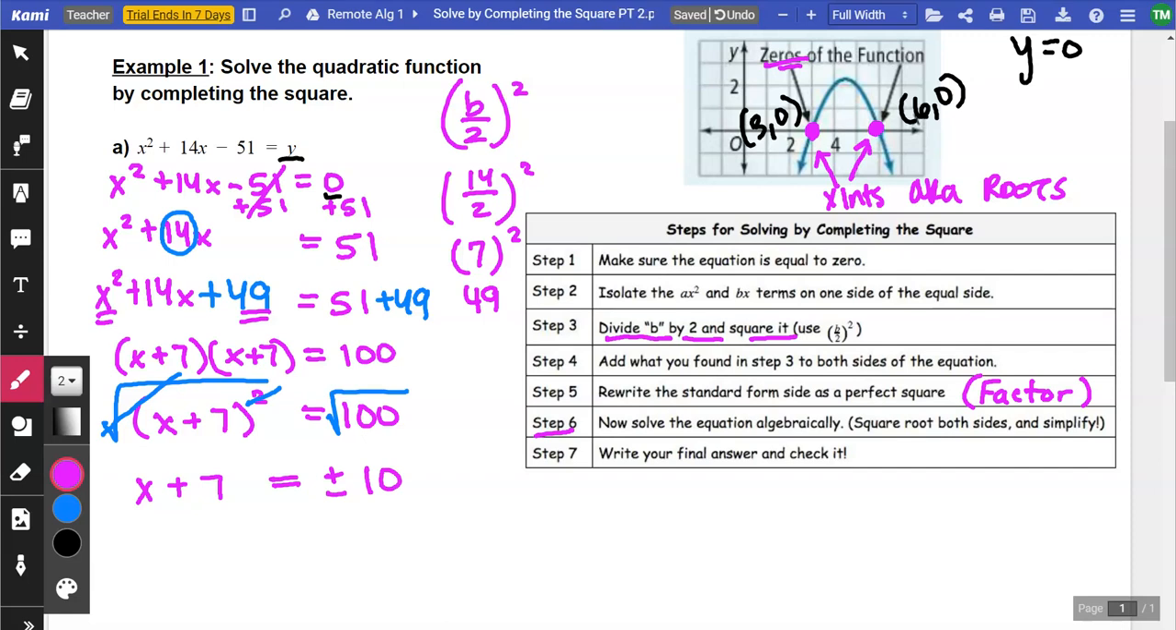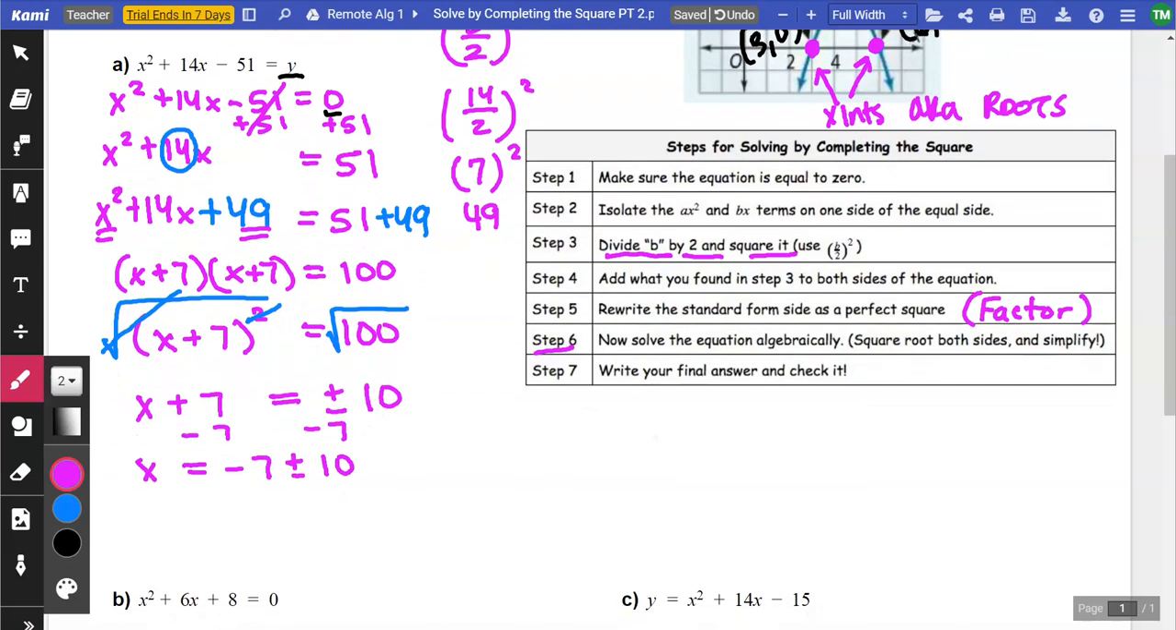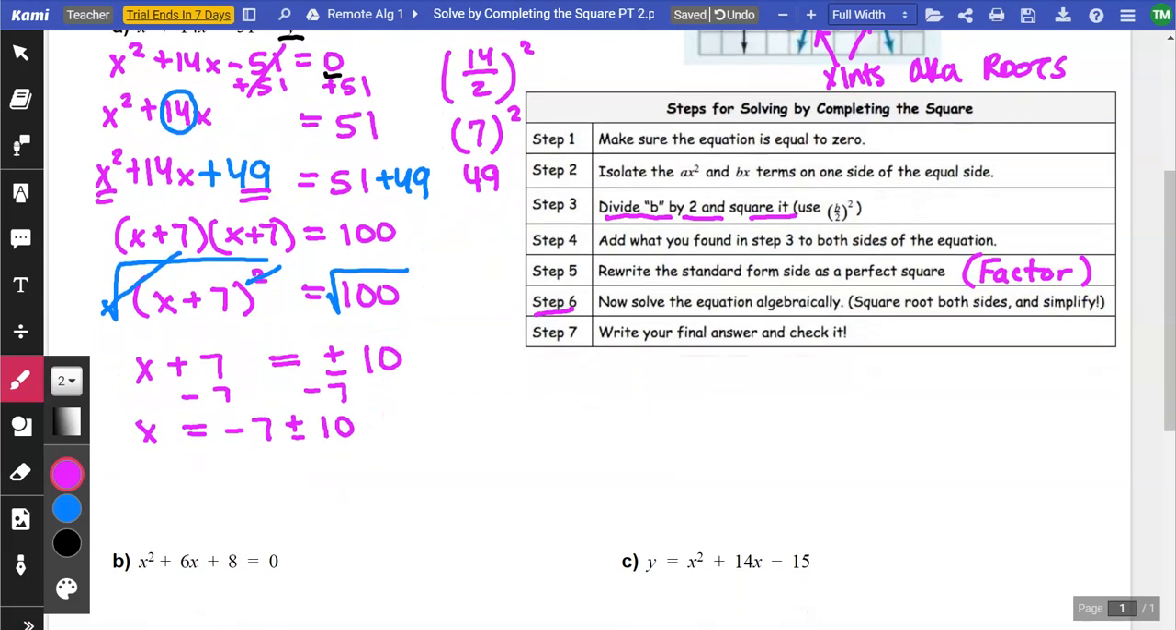All right, now we need to solve for x completely. So x plus 7, I need to subtract 7 from both sides. So x is equal to negative 7 plus or minus 10. Now, how many answers does this give me? This actually gives me 2 answers.